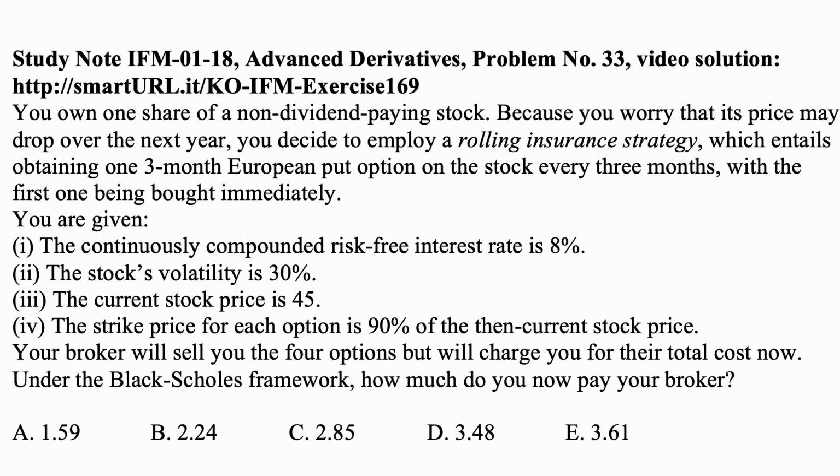The stock volatility is 30%. The current stock price is 45. The strike price for each option is 90% of the then current stock price. Your broker will sell you the 4 options but will charge you for their total cost now. Under the Black-Scholes framework, how much do you pay your broker?